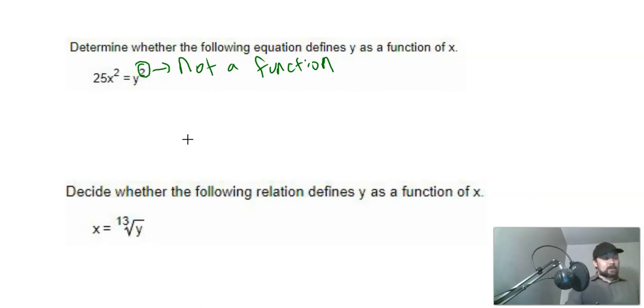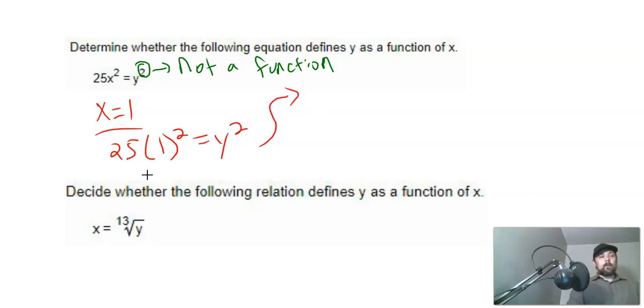And like I said, all it takes is one example showing that it doesn't behave like a function, and the whole thing gets labeled as not a function. But the point is, don't choose 0 here. So we will choose 1. 1 actually works out pretty nicely. So you pick a number for x, you plug it into the equation, so we get 25 times 1 squared equals y squared. 1 squared is just 1. 25 times 1 is 25.